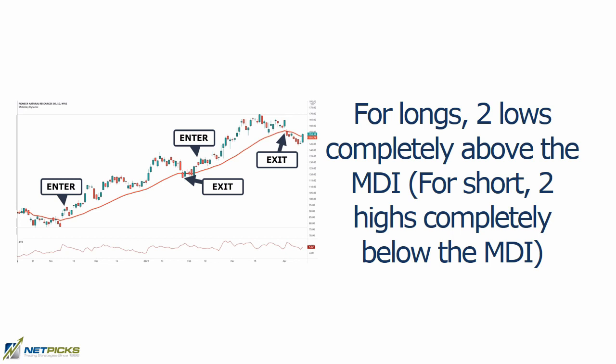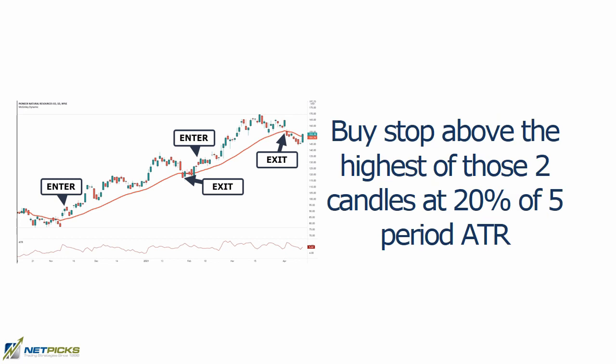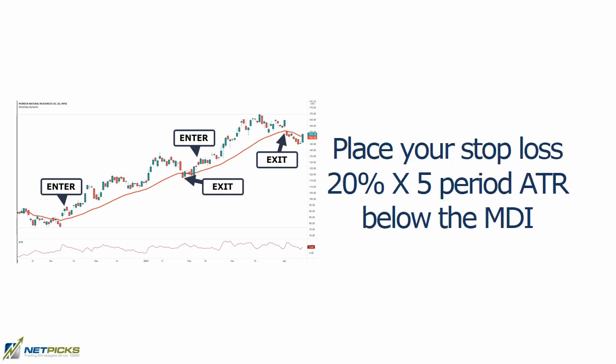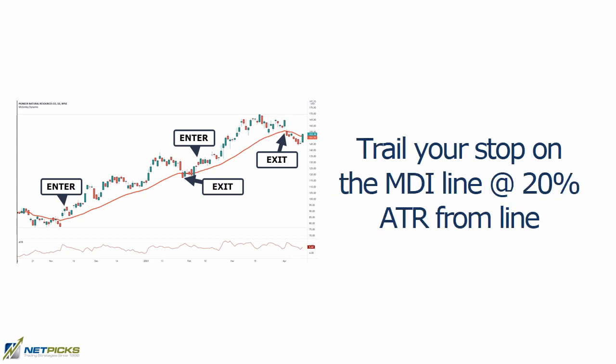For longs, we want to see two lows completely above the indicator. For shorts, just reverse that. We want to see two highs completely below the indicator. We're going to buy stop above the highest of those two candles at 20% of the 5-period ATR. You're going to place your stop loss 20% of the 5-period ATR below the indicator. And we're going to trail our stop on the line at 20% ATR from the line.